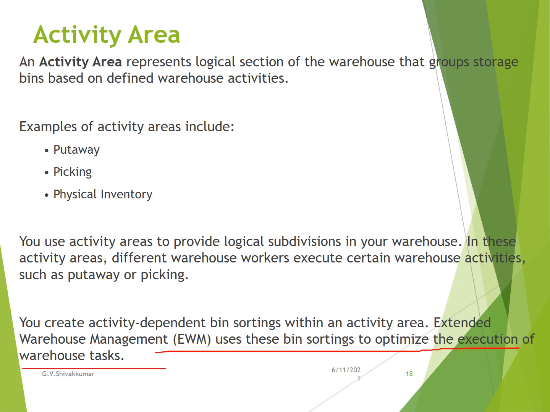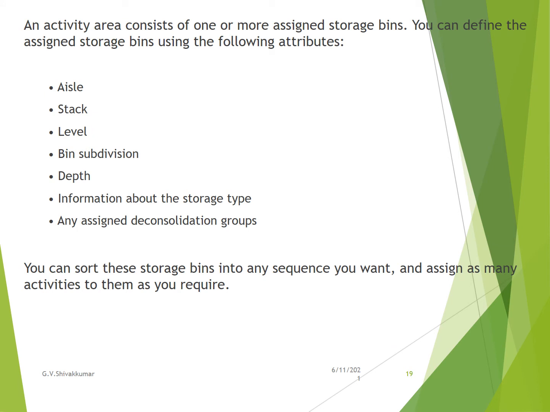So bin sorting is actually very important. Why are we doing sorting? To optimize the material put away or picking. We can define for either put away or picking. Then an activity area consists of one or more assigned storage bins. So now you can define the assigned storage bins using the following attributes, that is aisles, stacks, levels. So these are the bin coordinates. Then further bin division, bin depth, information about the storage type, any assigned deconsolidation groups during the put away.